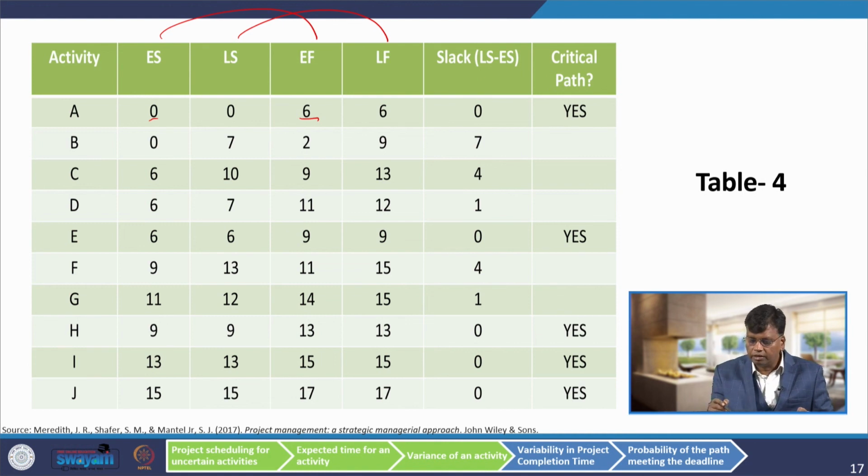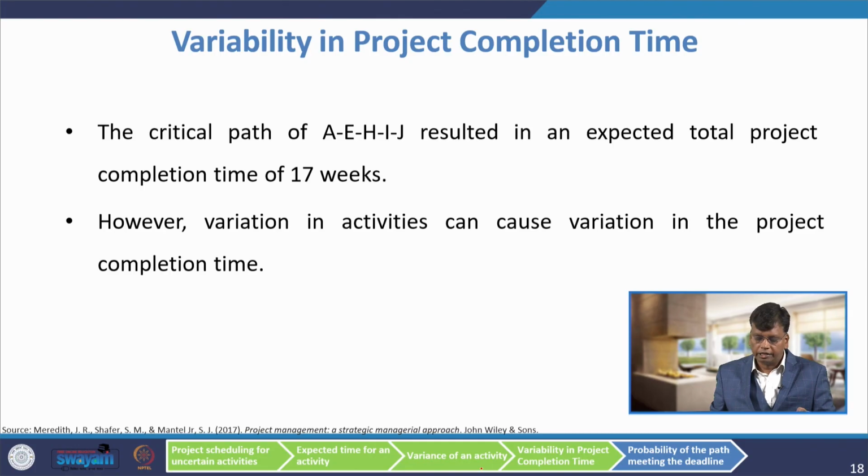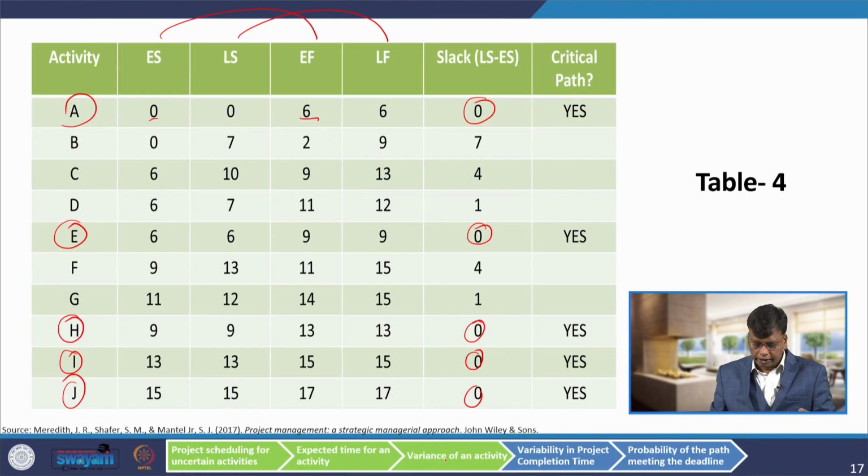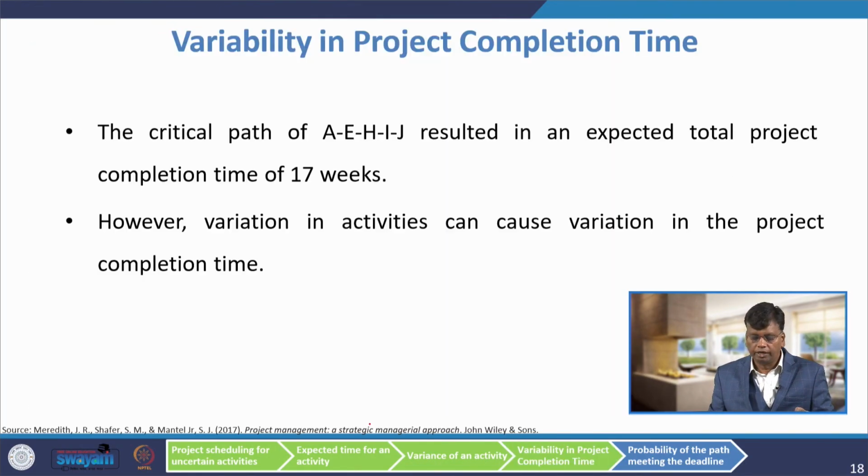Wherever the slack is 0, we say that is the critical path. Now, you see the critical path is A, E, H, I, J. I go back to the table. So, A, E, H, I, J, this is the critical path, and the duration, you see, is 17 weeks.